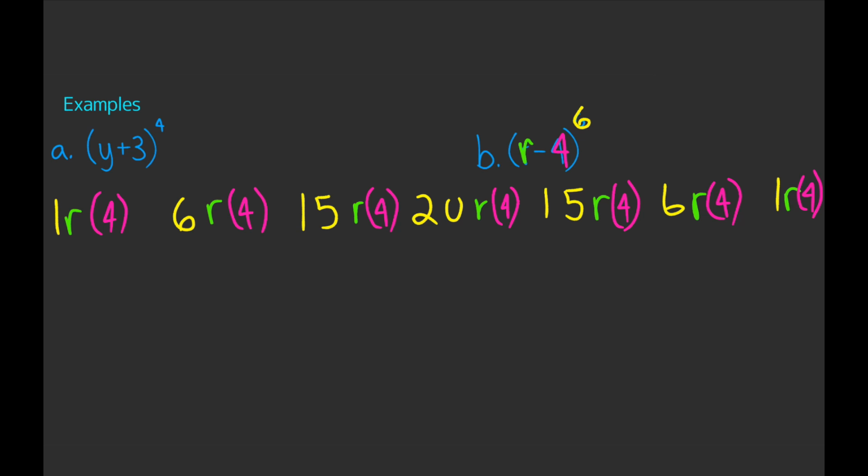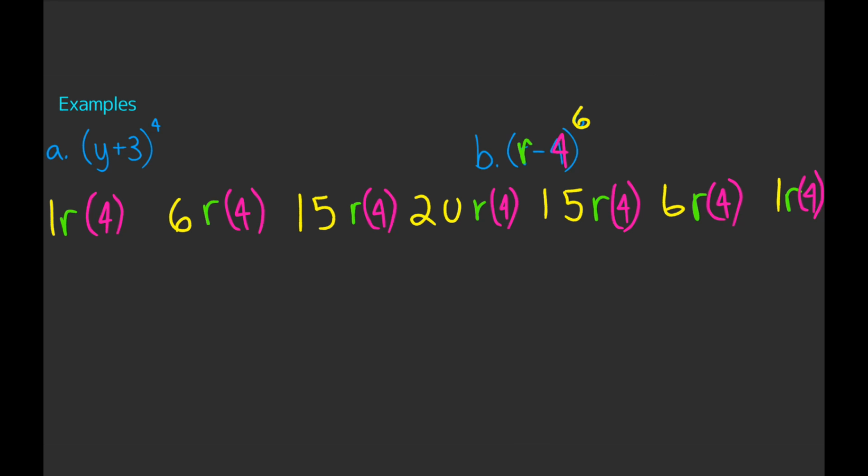Next up is our signs. Notice in the last example, example A, our sign was y plus 3. But in this one, we have r minus 4. And what the minus is going to do is make us alternate between pluses and minuses. So our very first term is going to be plus, our second term is going to be minus, and then go plus, minus, plus, minus, plus.